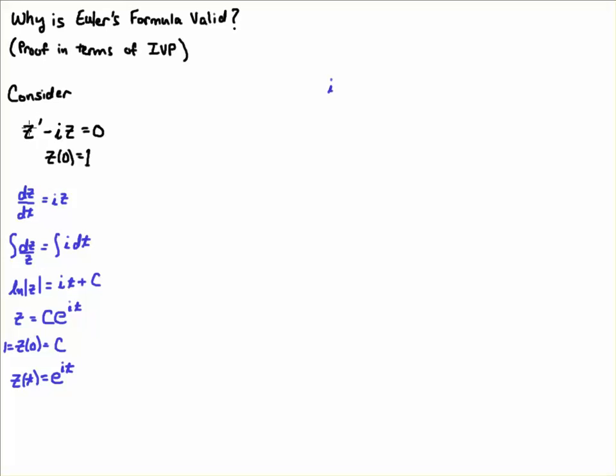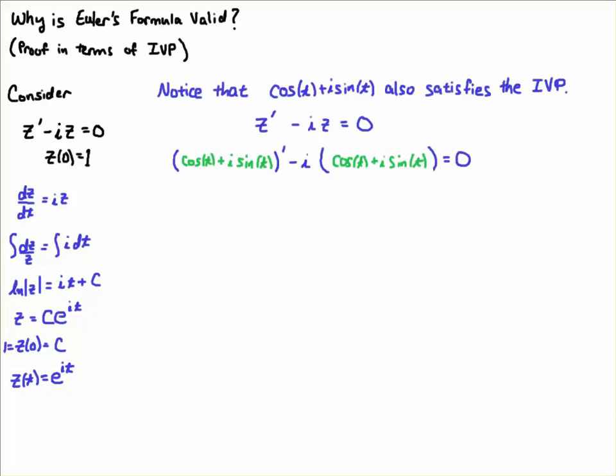Now this initial value problem only has one solution. That's the uniqueness theorem. So notice that cosine plus i sine here also satisfies the initial value problem. Let me verify that for you. Here I have z prime minus i z equals 0. I just rewrote the ODE over here in this right column, and I'm just going to plug my proposed solution into this ODE.